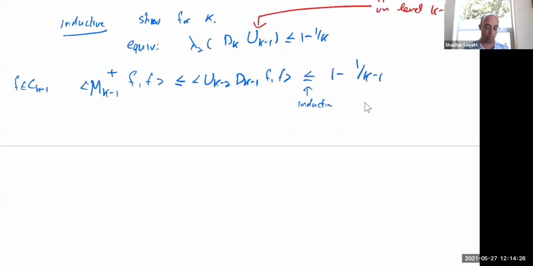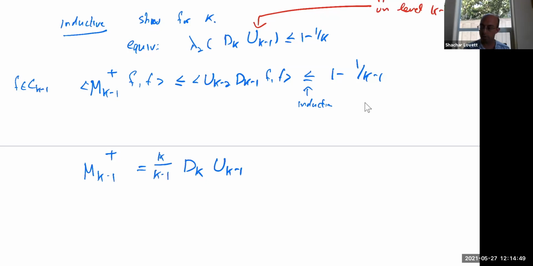And now the interesting stuff here is, well, we know what Mk minus 1 is. Well, we know that Mk minus 1 plus, this is again the non-lazy upper walk on level k minus 1. Well, that's going to be exactly the same as Uk minus 1 Dk times some scaling factor. Again, we've seen it the last few times. The identity, right? We can write the non-lazy upper walk as a linear combination of the lazy upper walk minus the lazy term. Right? We've seen it also last time.